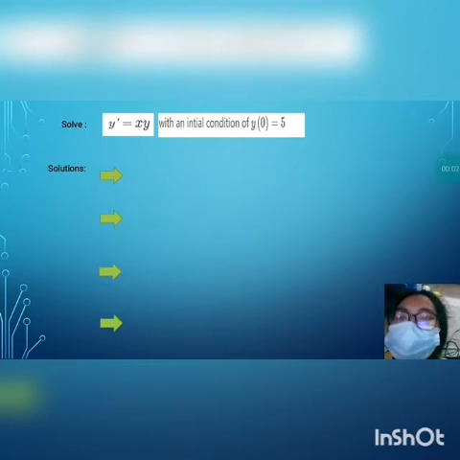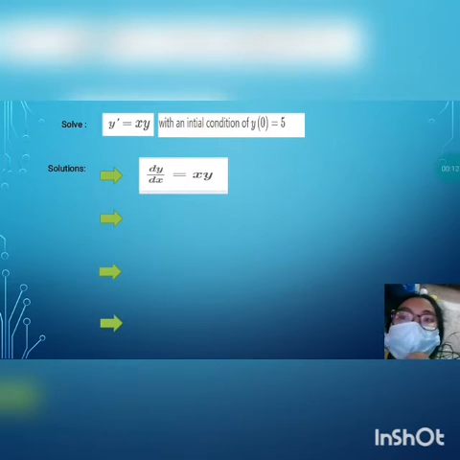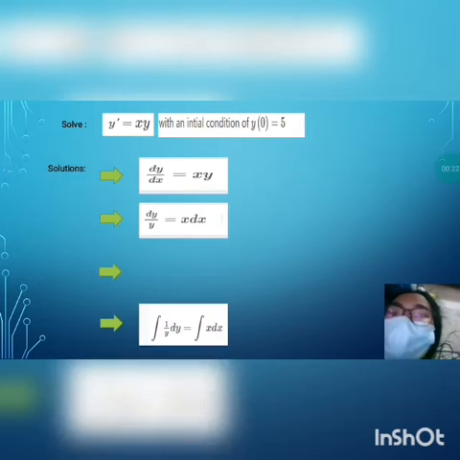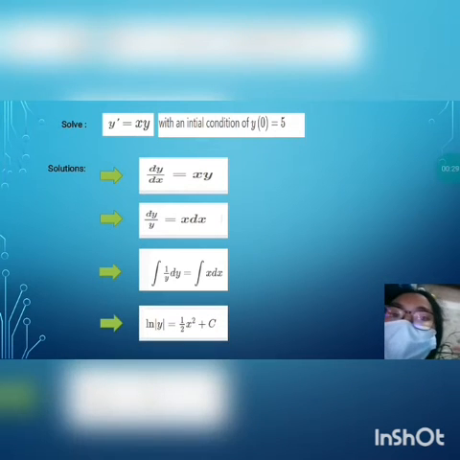So let's proceed. We have to solve another problem, which is y prime equals xy with an initial condition of y of 0 equals 5. The solution here: y prime is dy over dx equals xy. Then we cross multiply: dy over y equals x dx. After that, we integrate: the integral of 1 over y dy equals the integral of x dx. The answer is ln y equals 1/2 x squared plus c.